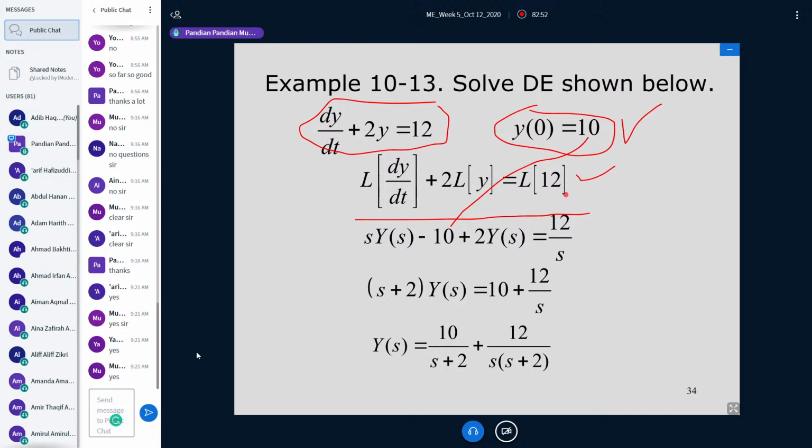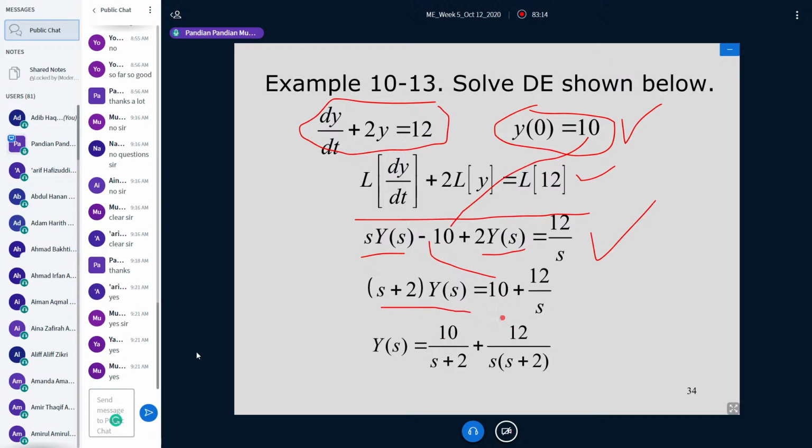Okay? So Laplace of 12 is 12 times Laplace of 1, which is 1 over s. So this is your s domain. You can factorize. Take out Y(s). So you have (s plus 2) Y(s). This minus 10 goes to the right hand side: 10 plus 2 over s.